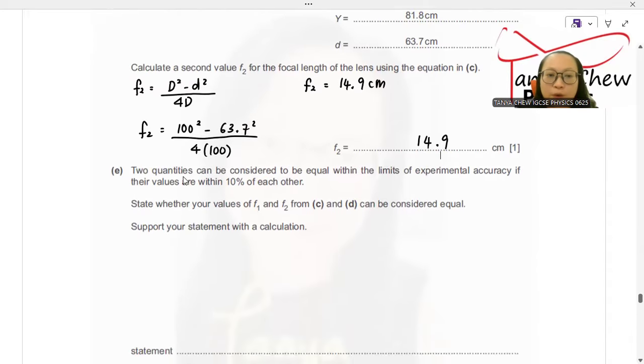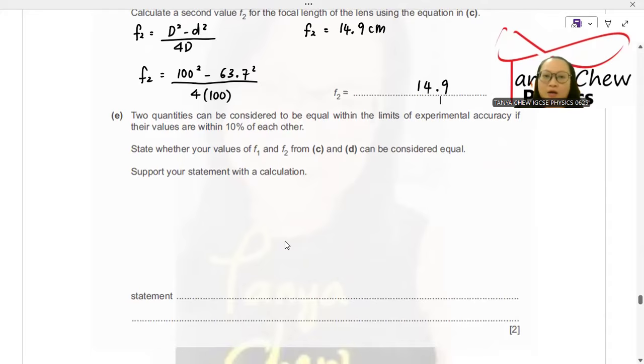E, the two quantities can be considered to be equal within the limit of experimental accuracy if the values are within 10% of each other. State whether your values of F1 and F2 from C and D can be considered equal. Support your statement with a calculation.